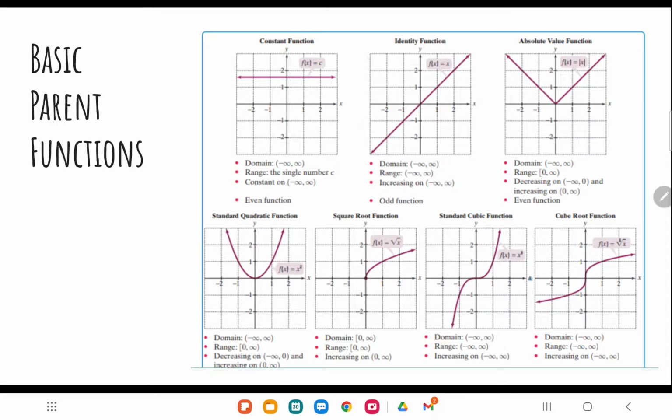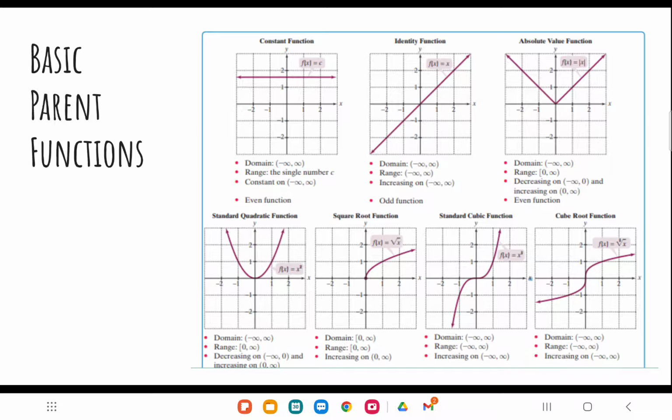Some basic parent functions are shown here. Please note there's the constant function, basically a horizontal line, f of x equals c, the identity function, or the general linear function, f of x equals x, the absolute value function, f of x equals the absolute value of x, the standard quadratic function, f of x equals x squared, the square root function, f of x equals the square root of x, the standard cubic function, f of x equals x to the third power, and the cube root function, f of x equals the cube root of x.